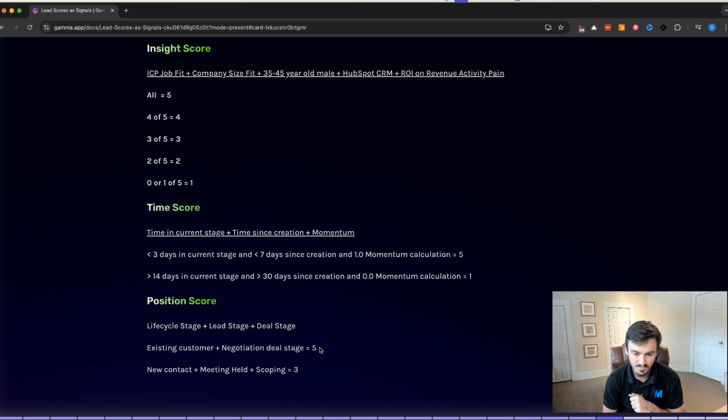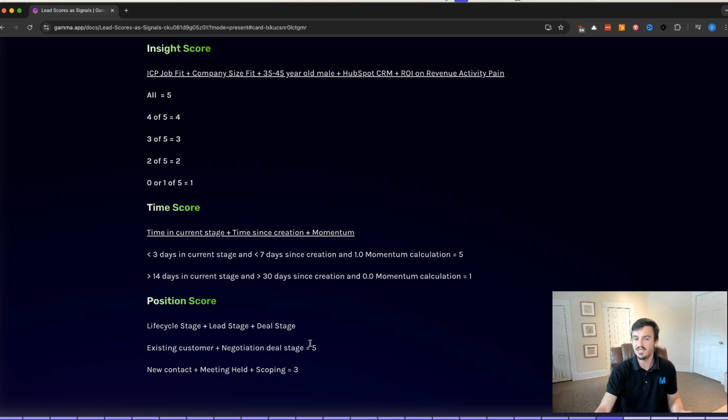But a 5 would be the existing customer plus a negotiation deal stage. So you know that they are an open lead. They already were a customer at some point, and they are negotiating on their deal. That's a 5. They're pretty freaking close, right? So their position is a 5.